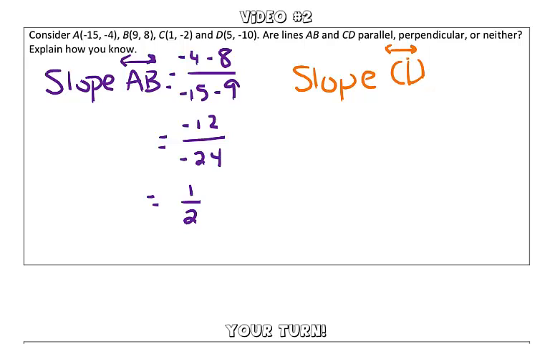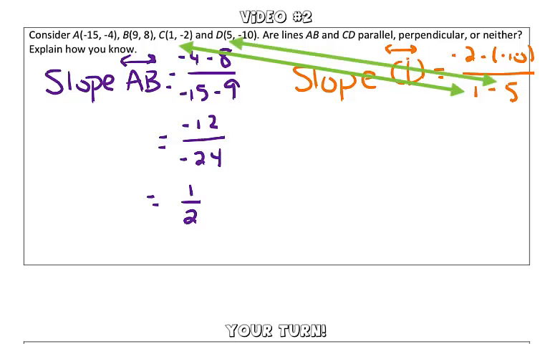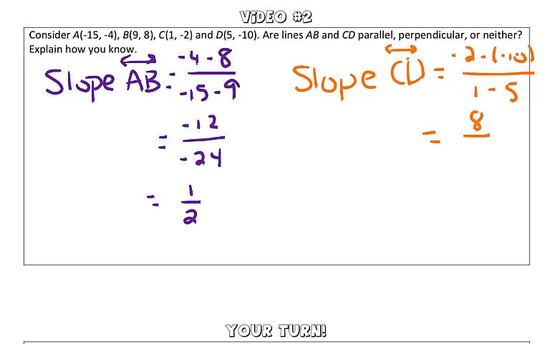Doing the same thing for the slope of line CD, we're going to look at our y values first. So -2 minus a -10 over 1 minus 5. This simplifies to -2 plus 10, which is 8, over 1 minus 5, which is -4. Again, simplifying further, this is a -2 over 1.